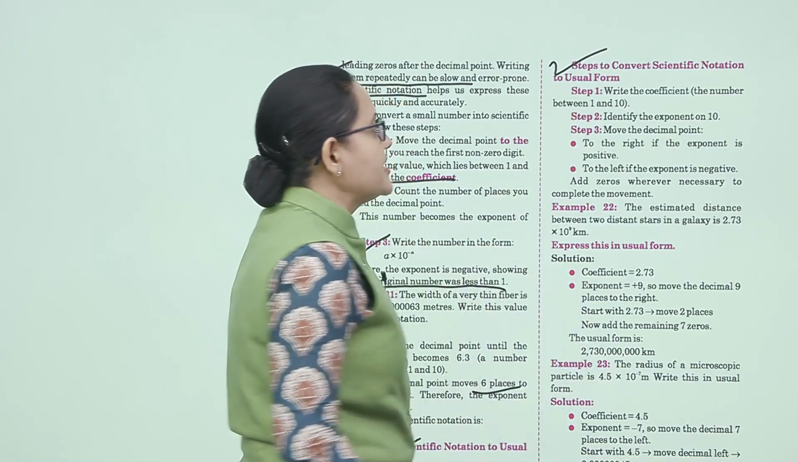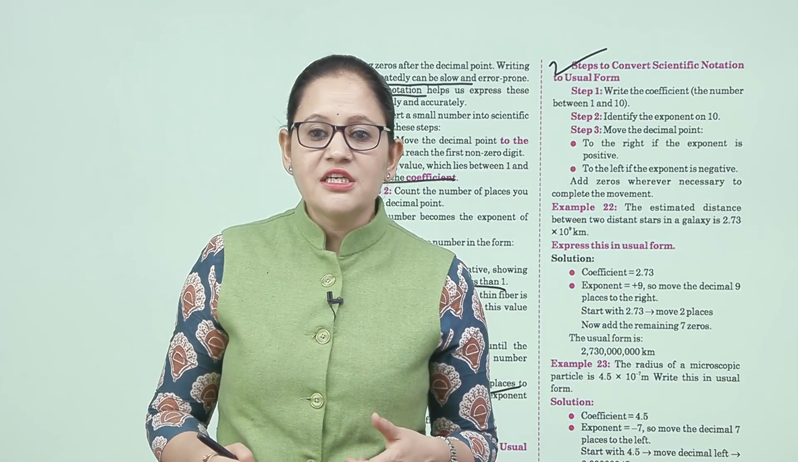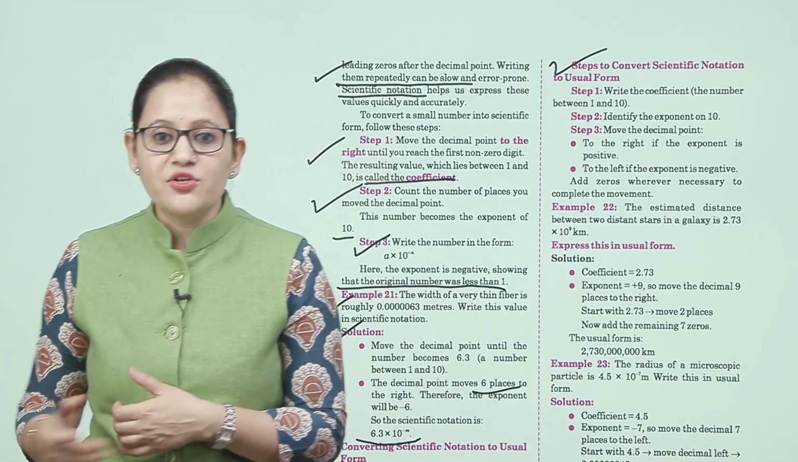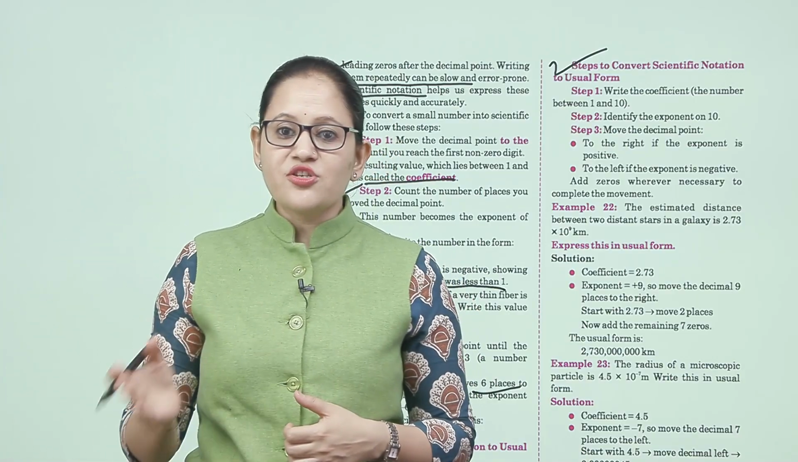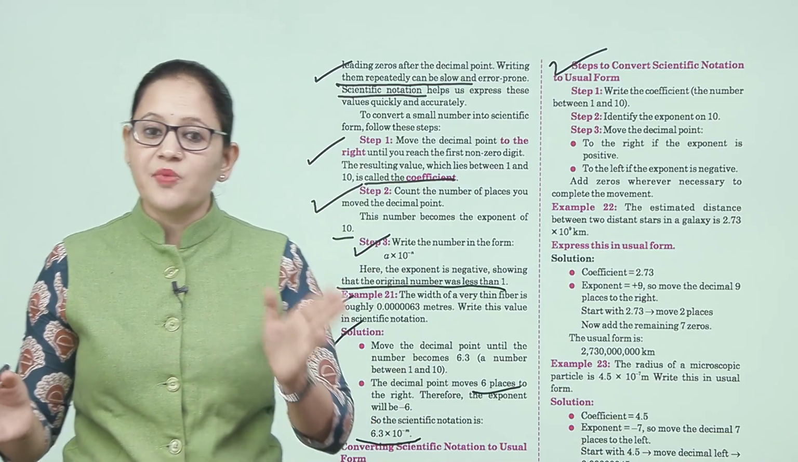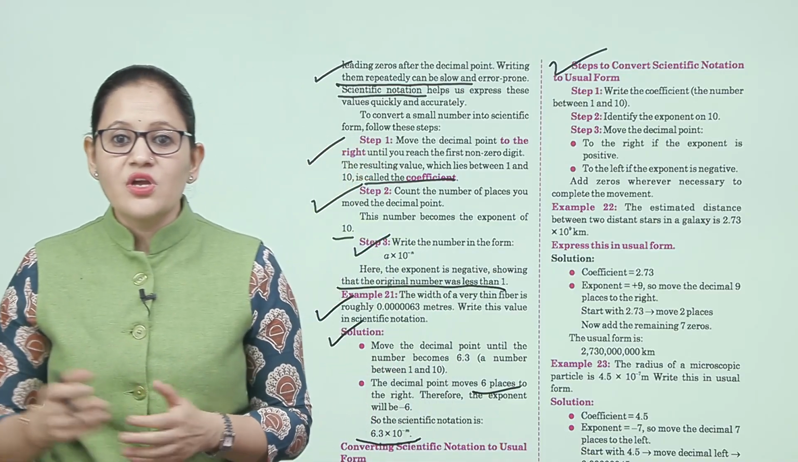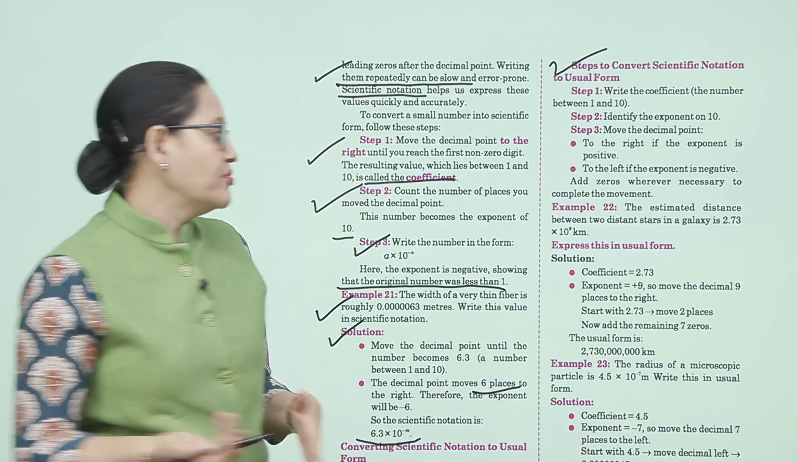Now the steps to convert scientific notation to usual form. Write the coefficient, the number between 1 and 10. Identify the exponent of 10. Move the decimal point to the right if the exponent is positive and to the left if the exponent is negative. Add zeros wherever necessary to complete the movement.